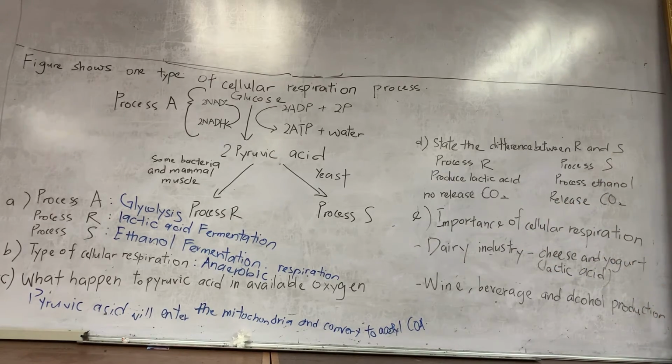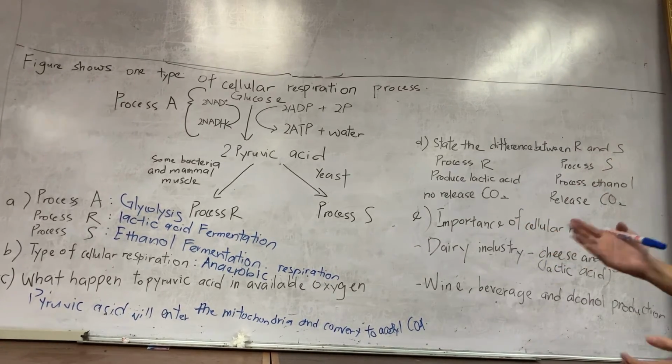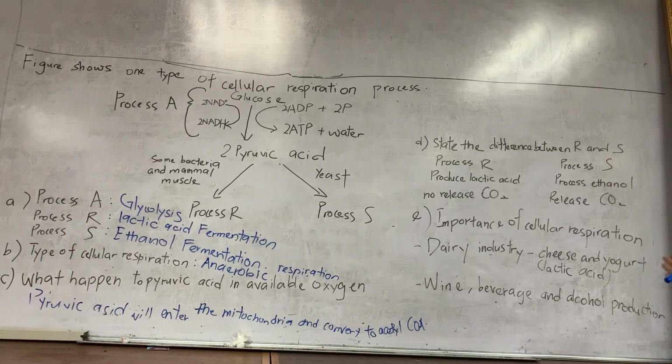Question E. What is the importance of cellular respiration in our daily life? First, cellular respiration can be used to produce cheese and yogurt in the dairy industry, which use the lactic acid produced by cellular respiration. Second, wine, beverage and alcohol production can also be done through cellular respiration by using the ethanol. Thank you.